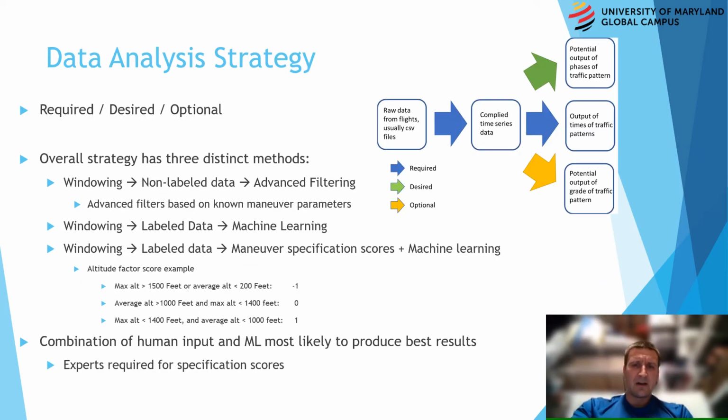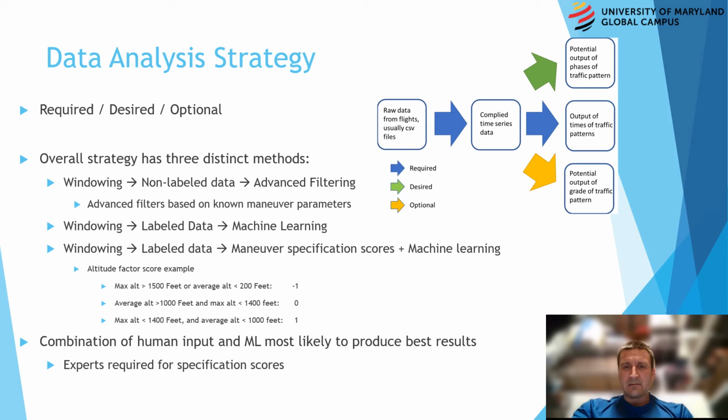The specific strategy that I'm using to analyze this data, basically I have three paths: the required path, the desired, and the optional. You see the diagram there. So the required data is basically taking all of this complicated time series data and getting an output of when a traffic pattern is occurring. So that's the minimum goal there, and realistically that's maybe the only goal that's achievable in the time that we have to do this project.